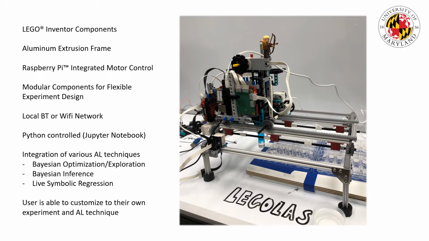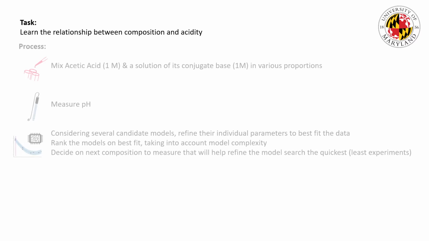LEGOLAS allows for the integration of various active learning techniques, including Bayesian optimization or exploration, Bayesian inference, live symbolic regression, and any homemade acquisition functions you would like to use. In this case, we will show the robot trying to learn the relationship between composition and acidity.